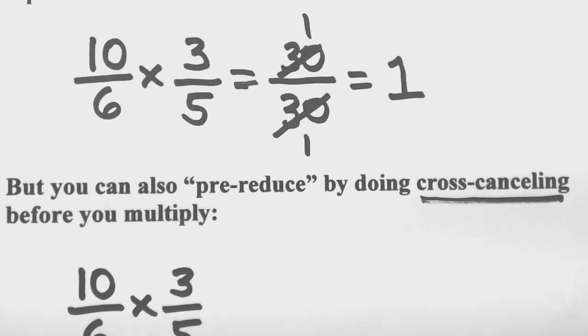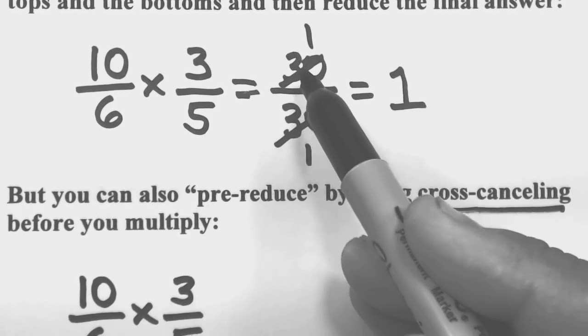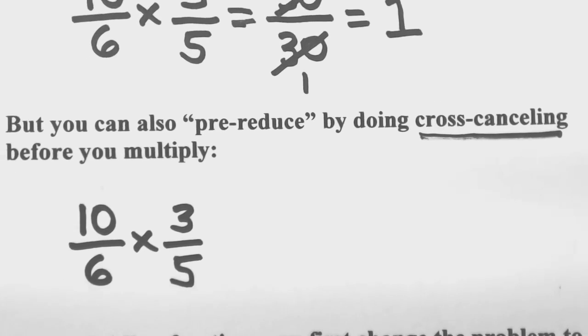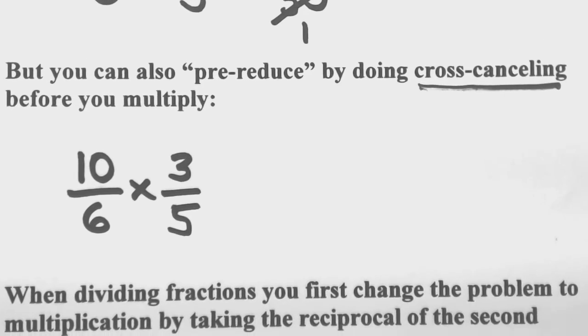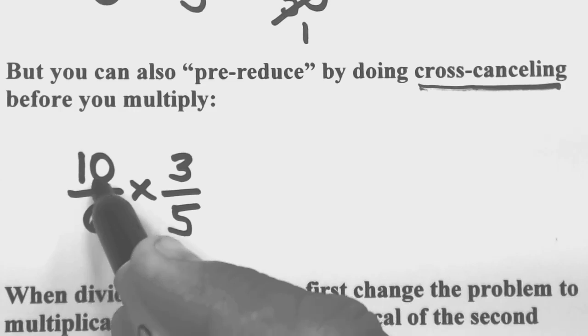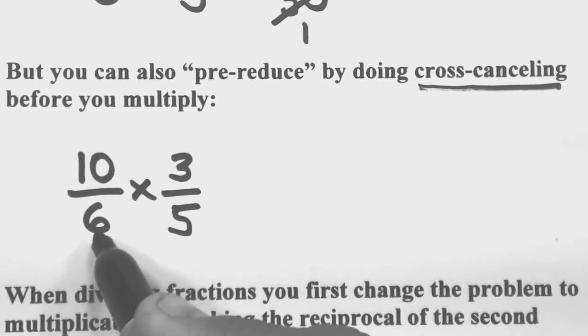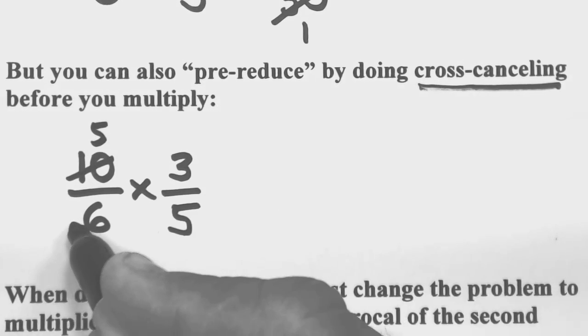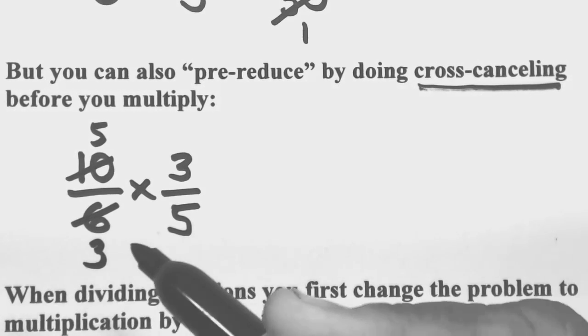Remember, up here, when we reduce this final 30, we reduce straight up and down. So, cross-canceling really can be anything from the bottom against anything in the top. And just to point that out to you, the first thing I'm going to reduce here is a 2 between the 10 and the 6. 2 goes into 10 5 times. 2 goes into 6 3 times.